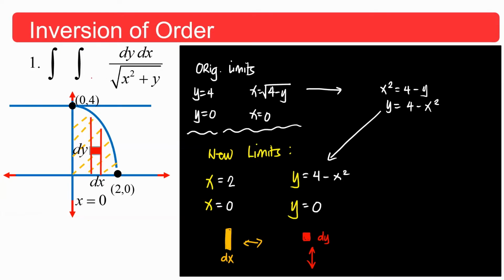I could evaluate the integral. This one would be from 0 up until 4 minus x squared. This one would be from 0 up to 2. So let's rewrite. So dy dx, we have already inverted the order. Square root of x squared plus y. This is 0, 4 minus x squared, 0 up until 2.